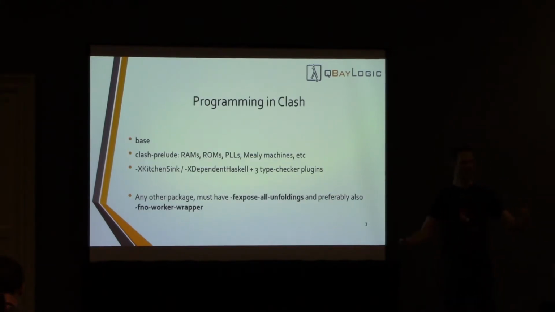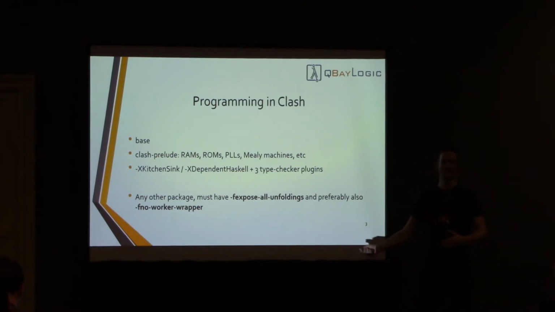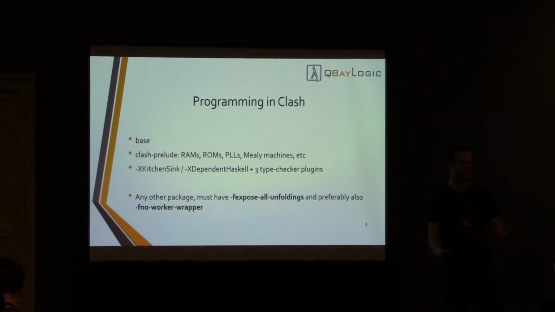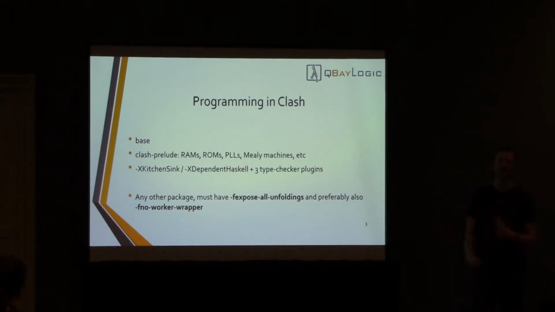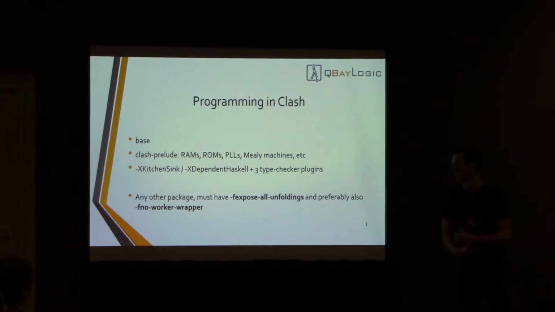So when you program in Clash, what do you get? Well, you get base, right? So that's what you're used to. You get the Clash prelude, which contains RAMs, ROMs, PLLs, Mealy machines, all kinds of things that you want to use when you do circuit programming. And then you get dependent Haskell. And we, as in the royal we, really want dependent Haskell. And because I don't like to prove that A plus B is equal to B plus A, you also get 3 type checker plugins in the mix as well. Yeah, you really need this all.